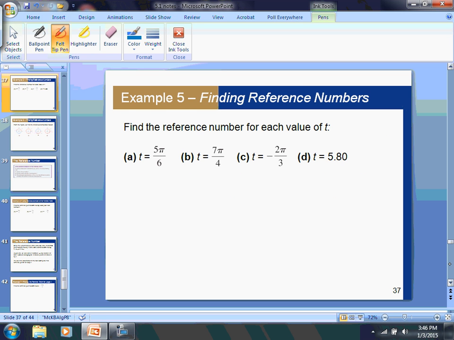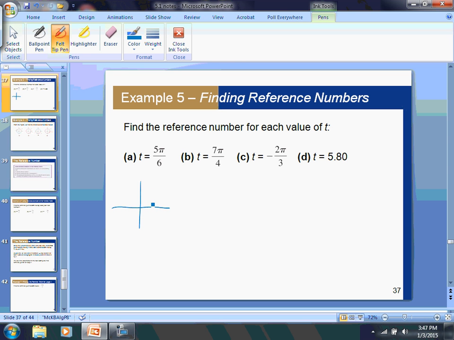Okay, so here's a couple examples to practice this. It says to find the reference number. I think when you talk about this in Algebra 2, they call it the reference angle. It's the same thing. So you basically want to start by finding the value that they give you for t. You want to find that location on the unit circle, and then you're going to see how much further you have to go to get to the x-axis. So again, draw a little picture. Draw your axes, and then we're going to start moving around our unit circle.